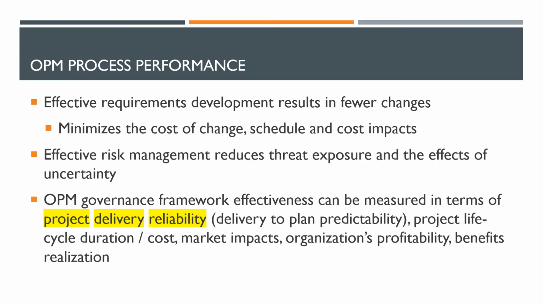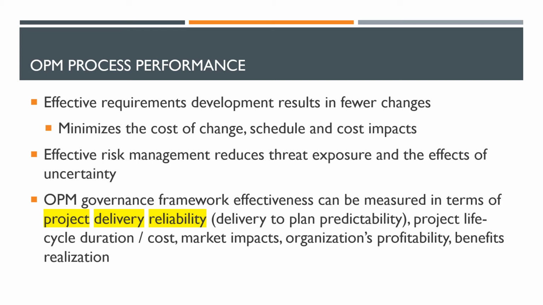Another important aspect in OPM metrics and KPIs is OPM process performance. How do we evaluate the performance of the process? I have given three examples here. Effective requirements development results in fewer changes. That is one of the process performance measures: how effectively the team is developing the requirements minimizes the cost of change and the schedule and cost impacts.